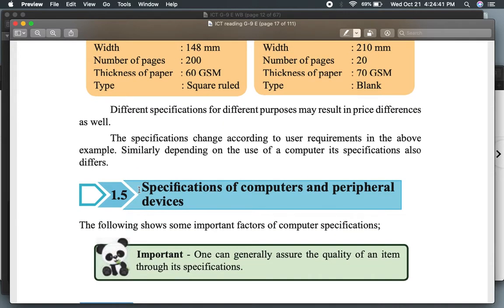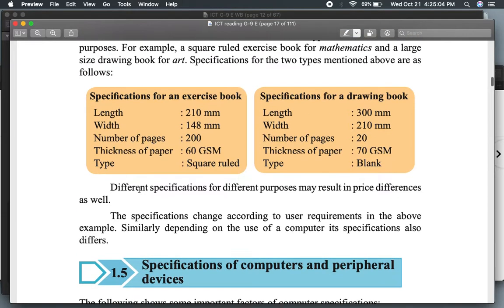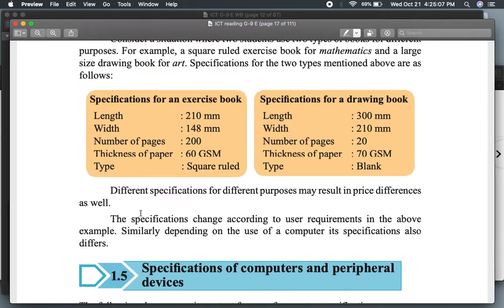So, the specifications change according to user requirements in the above example. Similarly, depending on the use of a computer, its specifications also differ. So what is being conveyed here is that, like with other things where specifications change according to use requirements, as shown in the example here, depending on the use of a computer, its specifications also differ.